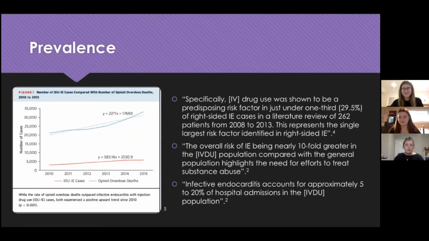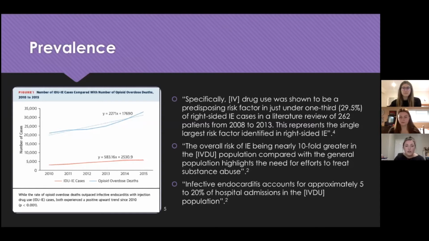We'll first start off with prevalence. The graph on the left shows that there's a direct correlation between the rate of opioid overdose deaths and the number of cases of infective endocarditis in intravenous drug users. I put a couple of stats up here. One study found that IV drug use was shown to be a predisposing factor in just under 1/3 of right-sided IE cases in a literature review. This represents the single largest risk factor identified in right-sided IE.